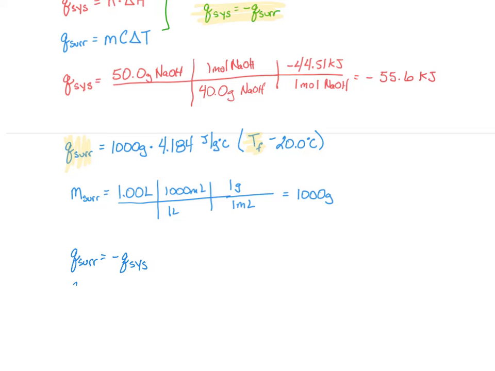And so Q of the surroundings is equal to 55.6 kilojoules. Now, I'm looking ahead. We're going to run into a problem because in my heat capacity, I have joules, and here I have kilojoules. That's going to give me a problem. So I am going to look ahead, and I am going to convert to joules.